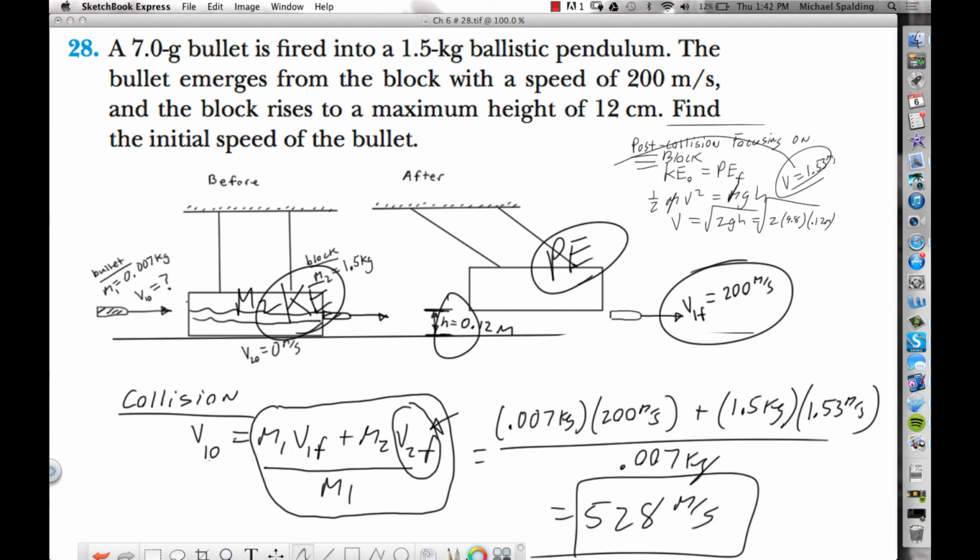This is how they used to figure out velocity of fast objects like bullets and stuff. They'd fire it into a hanging block. If you know the mass of the block and how high it swings and the mass of the bullet, you could figure out what the velocity of the bullet must have been. All right, any questions on this? So this is what the lab will be on. All right.